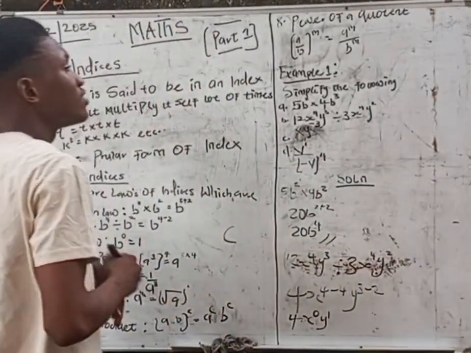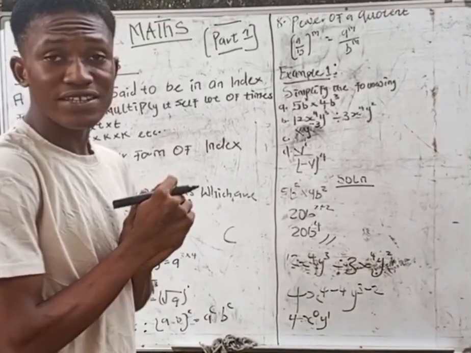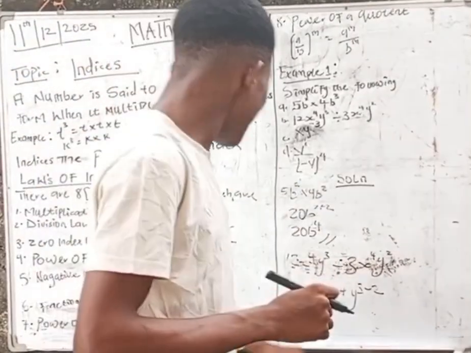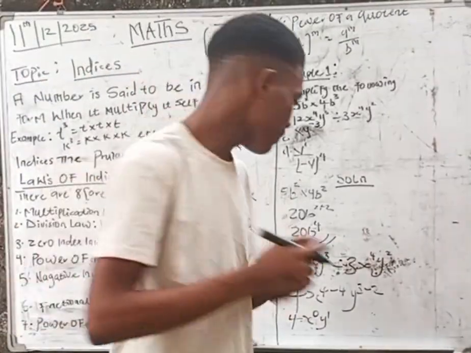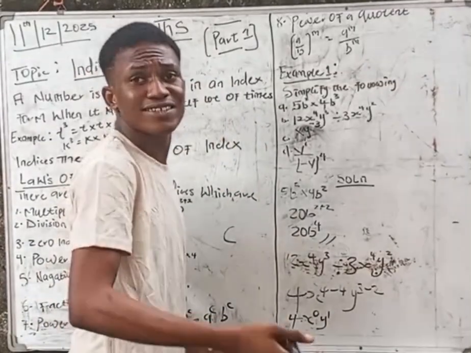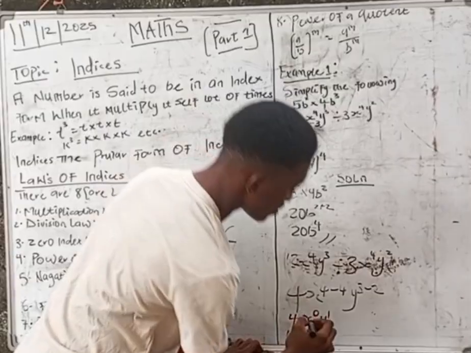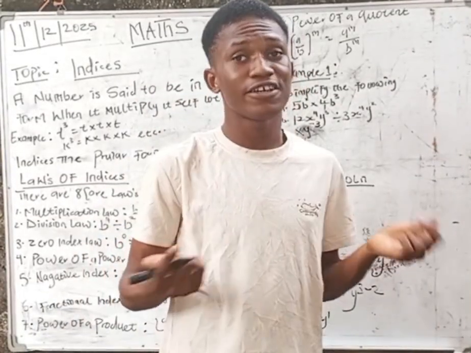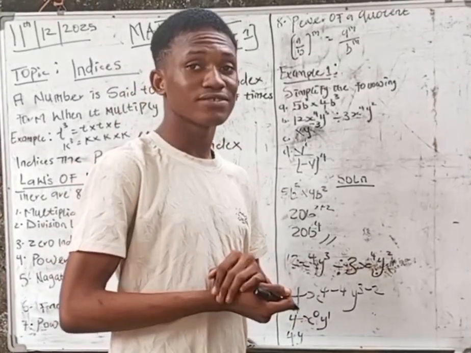And in the law of indices, the zero index law, it says that any base raised to the power of 0 is 1, and here x is raised to the power of 0, so x will be equal to 1. So we have 4. Since x is equal to 1, x is eliminated, so we have 4y. Since it is raised to the power of 1, you can leave it like that, or if you decide, you can still write your 1. The choice is yours. Thank you.